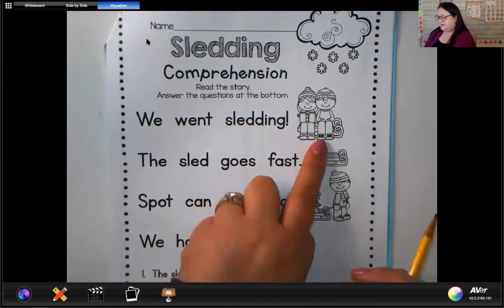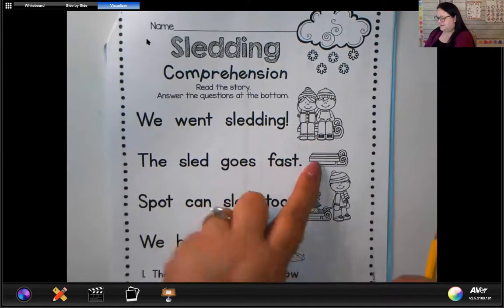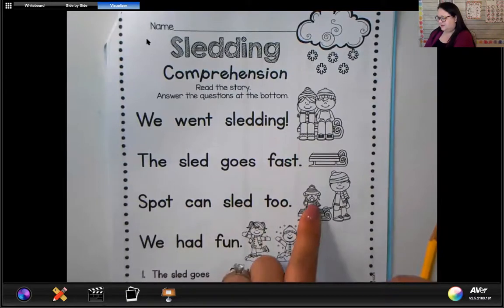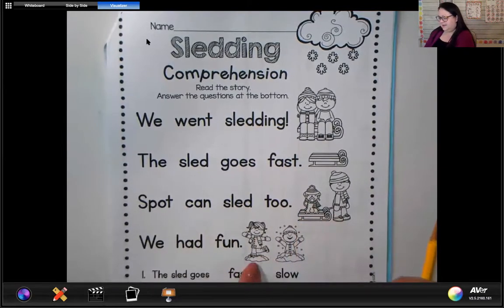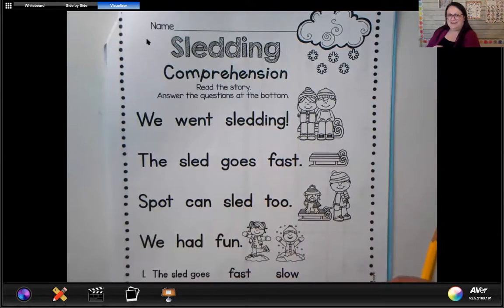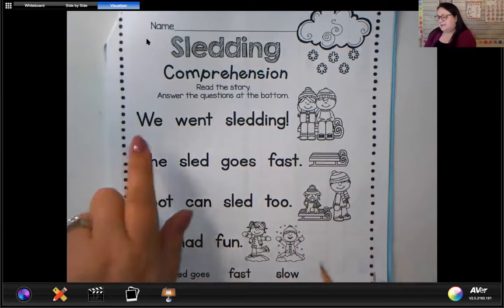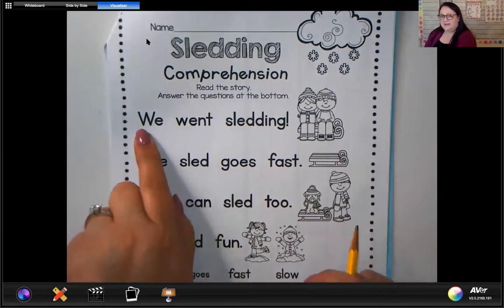I see a boy and a girl sitting on a sled. And here's a sled, and then here's a dog on a sled with a boy pulling it. And then here's the boy and girl. It looks like they're having fun, doesn't it? Okay, so let's go ahead and start by doing the reading first.